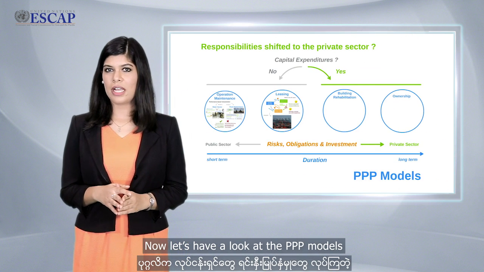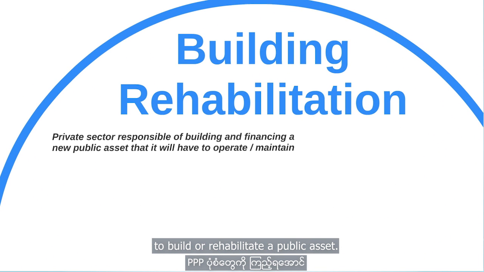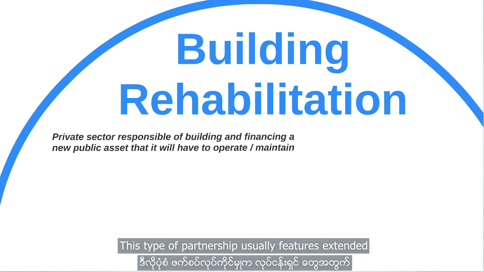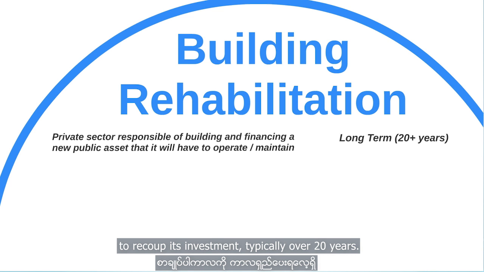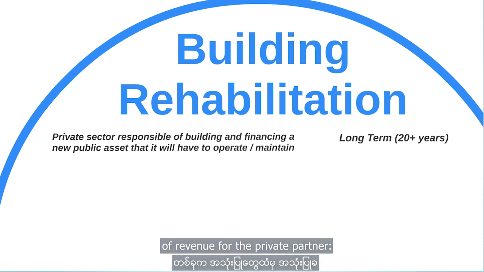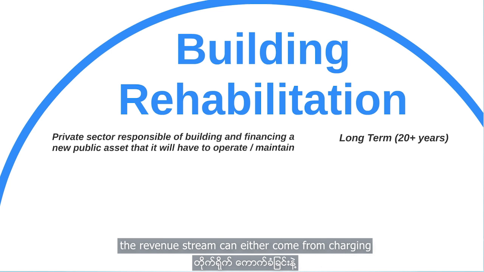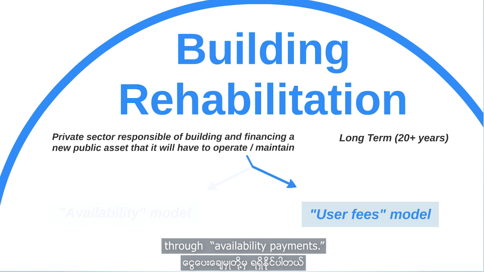Now, let's have a look at the PPP models where the private partner makes significant investments to build or rehabilitate a public asset. This type of partnership usually features extended contract duration to allow the private partner to recoup its investment, typically over 20 years. The arrangement can involve two possible sources of revenue for the private partner. The revenue stream can either come from charging the users of the asset or directly from the government through availability payments.